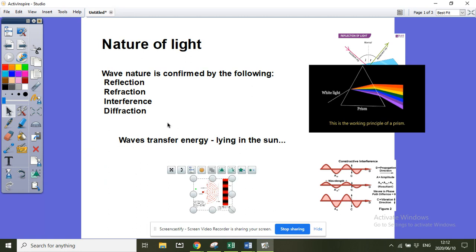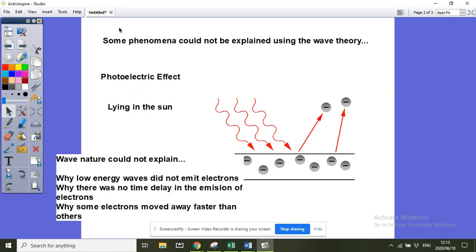Now, if we look at light again, if you are lying in the sun and the sun's waves are hitting you, if you are lying there for a second, you haven't absorbed any energy from the sun. If you're lying there for a longer and longer time, you're absorbing more and more energy from the sun. So we know that waves transfer energy. That they already knew. Now there were some things, and the main one is the photoelectric effect. Some phenomena could not be explained just using the normal wave theory. And Einstein's photoelectric effect that won him a Nobel Prize was the main one.